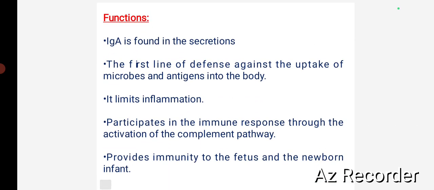Next, functions of IgA. IgA is found in the secretions. It is the first line of defense against the uptake of microbes and antigens into the body. It limits inflammation, participates in the immune response through the activation of complement pathway, and provides immunity to the fetus and the newborn infant.